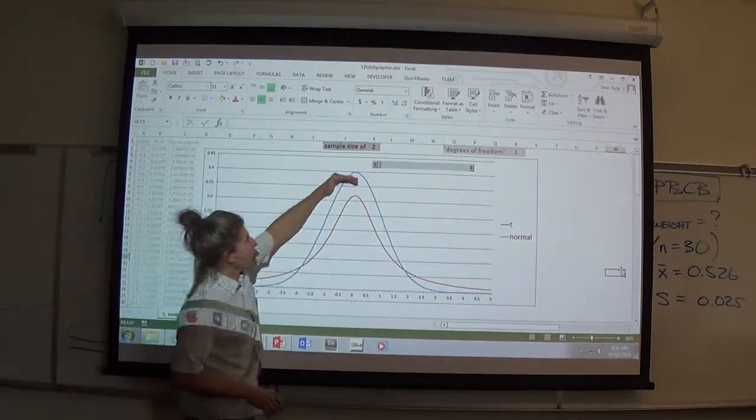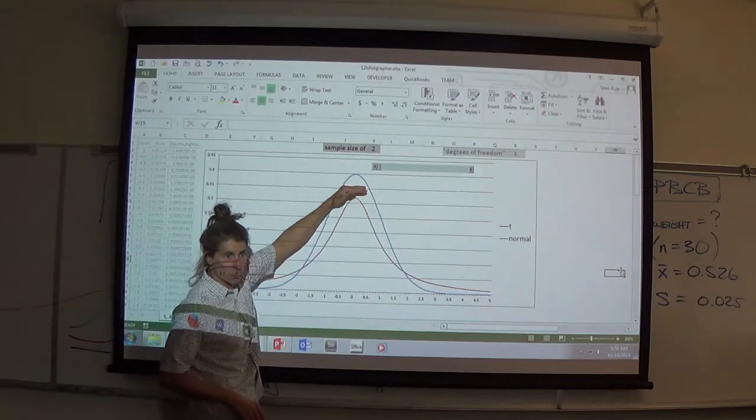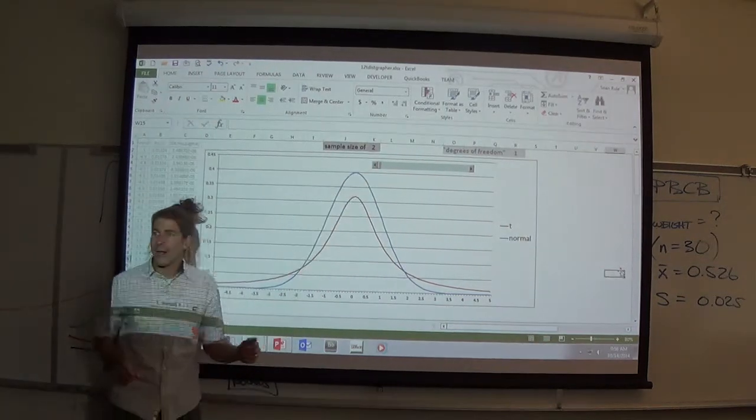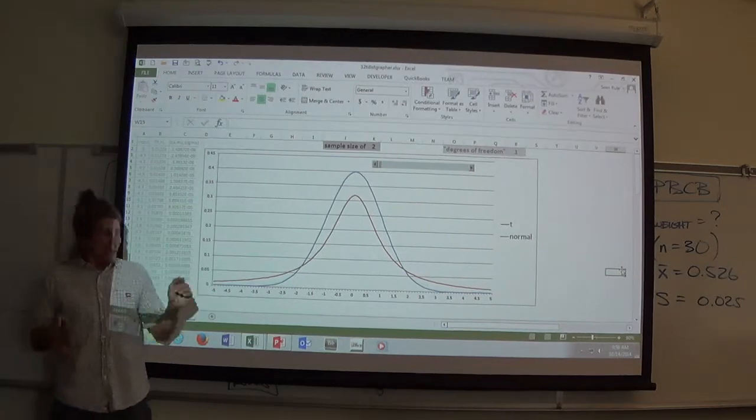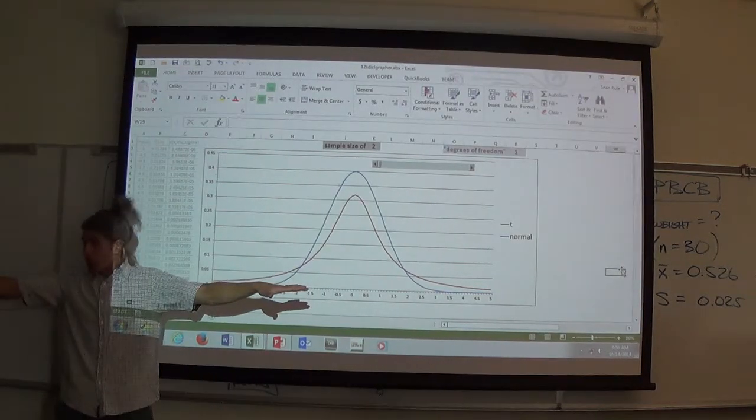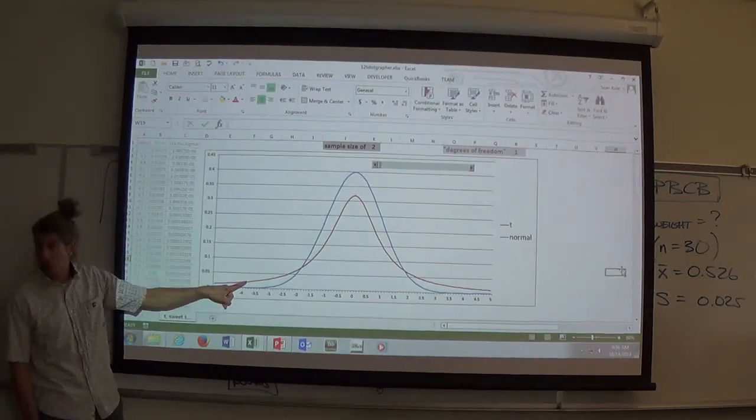So since we dropped the top from the blue curve to the red curve, what has to change elsewhere in order to maintain the 100%? It's got to spread out to make up for that area. And what happens is the tails get fatter.